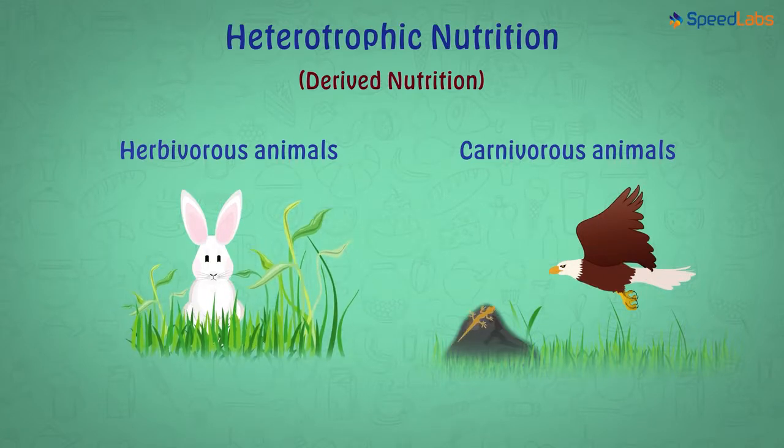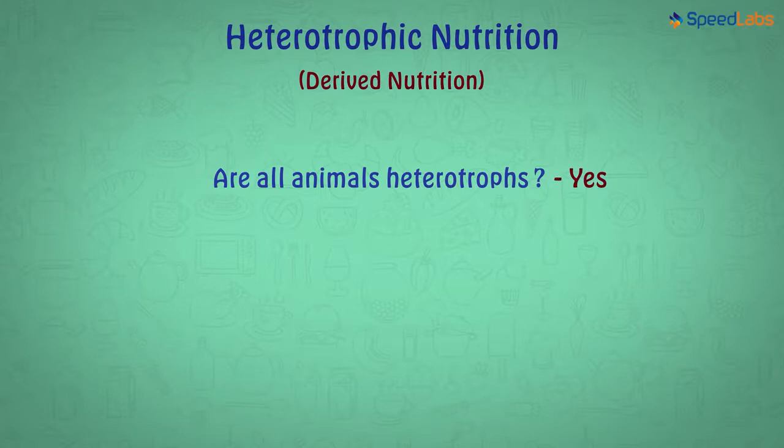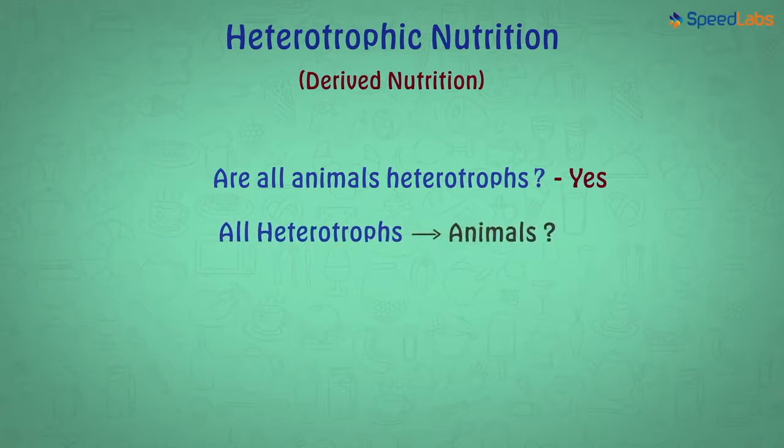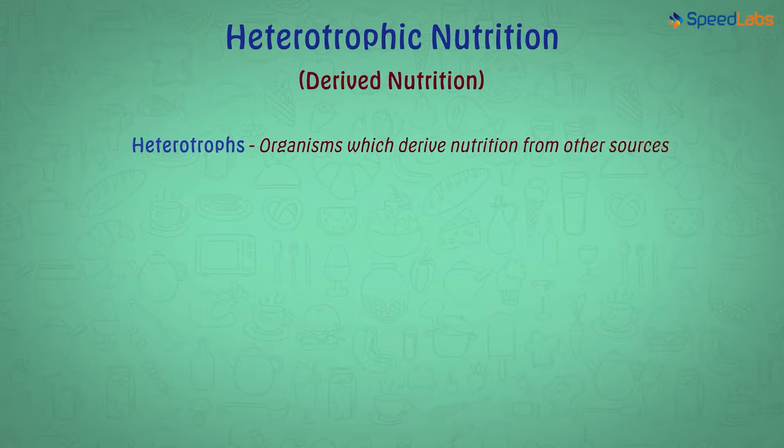Wait, based on this, can we say that all animals are heterotrophs? Yes, absolutely. Now let me ask you another question. Does it work the other way around too? Can we say that all heterotrophs are animals? No. The simplest definition of heterotrophs says that they are organisms which derive nutrition from other sources.